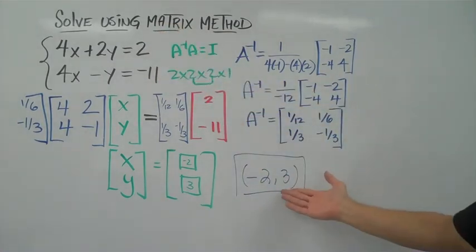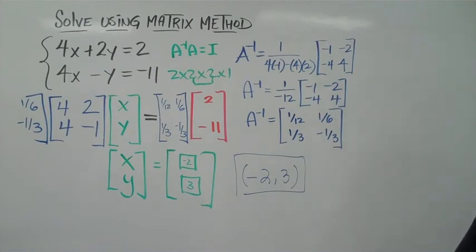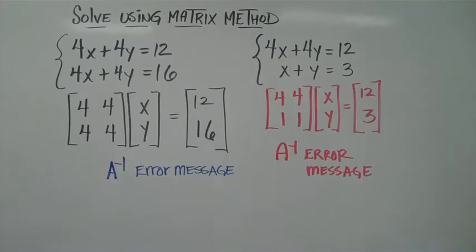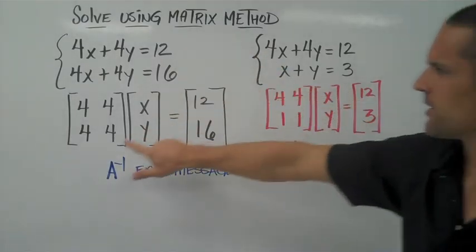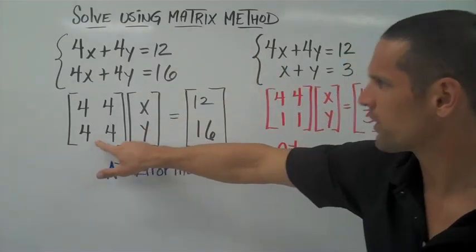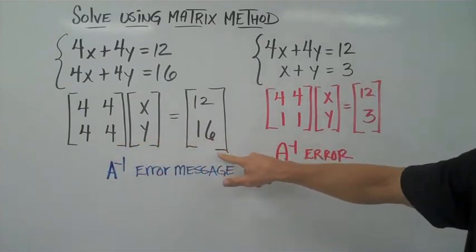We did have a solution here because the lines intersect, but our lines could be parallel with no intersection point. We'll get no solution here, or they could be on top of each other, so we get infinite solutions. If we tried to solve these simultaneous equations using the matrix method, we'd be very frustrated. 4x plus 4y equals 12, 4x plus 4y equals 16. Matrix of the coefficients, matrix of the variables, matrix of the answers.